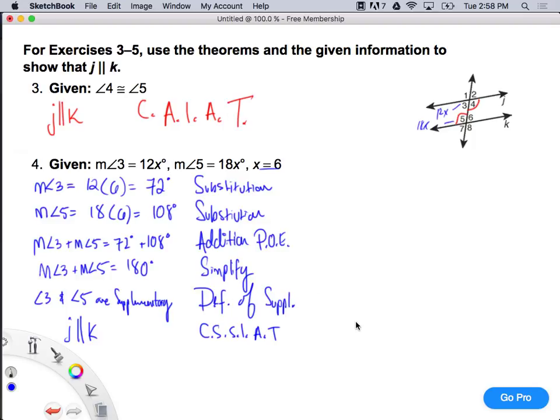Okay. Now, there's one more on the reteach. I'm not going to be able to get to it, but you see how it's basically the same idea here? Okay. Now, what's your homework? Your homework is practice A and practice B. Okay? Practice A and practice B.